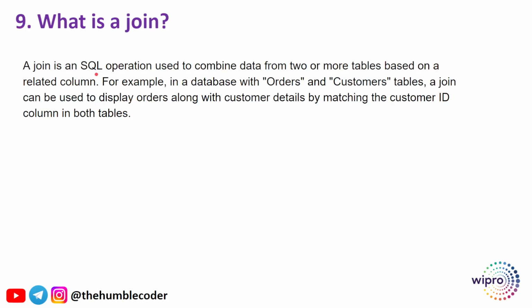Next is, what is a join? Again, a very common and very basic question. A join is an SQL operation used to combine data from two or more tables based on a related column. For example, in a database with orders and customers tables, a join can be used to display orders along with customer details by matching the customer ID columns in both tables. Let's move on to the next question now.